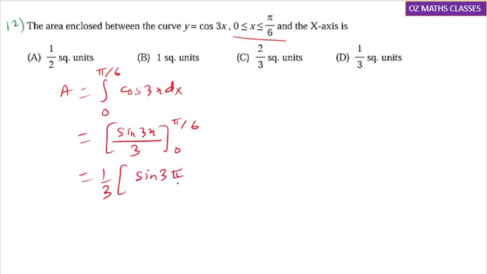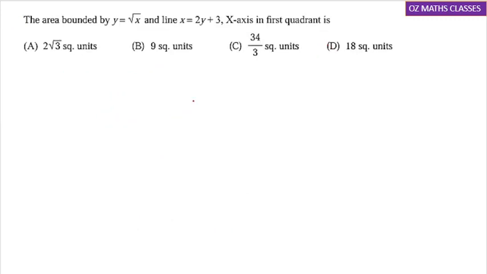So sine of 3 into pi by 6, minus sine of 3 into 0, which will be 0. So sine 0 is 0. So 1 by 3 and sine of pi by 2, and sine pi by 2 is 1. Sine 0 is 0. So the answer is 1 by 3, which is given in D option.